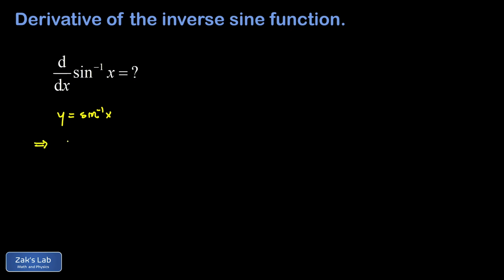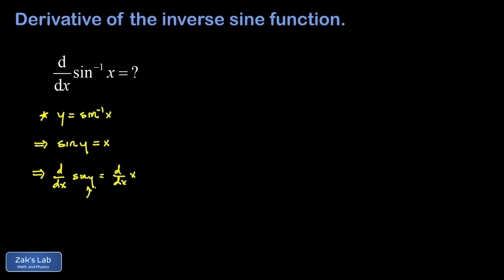And with y being the angle whose sine is x, well, I can just say the sine of y is equal to x. So now what we're going to do is take the derivative with respect to x on both sides of this equation, because if two functions are equal, their derivatives have to be equal as well. So I have the derivative with respect to x of sine y is equal to the derivative with respect to x of x.